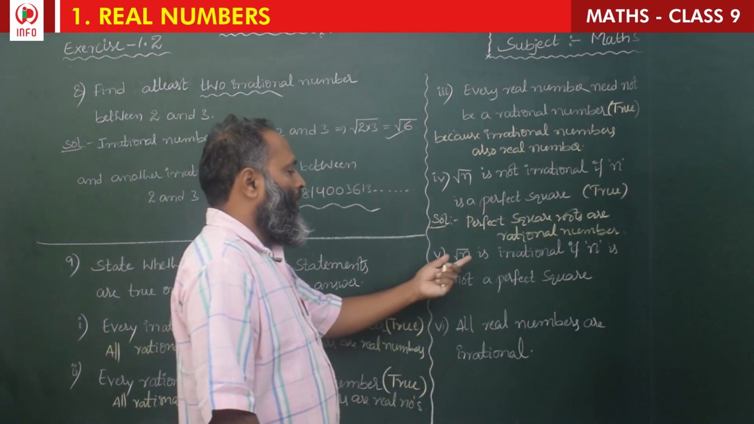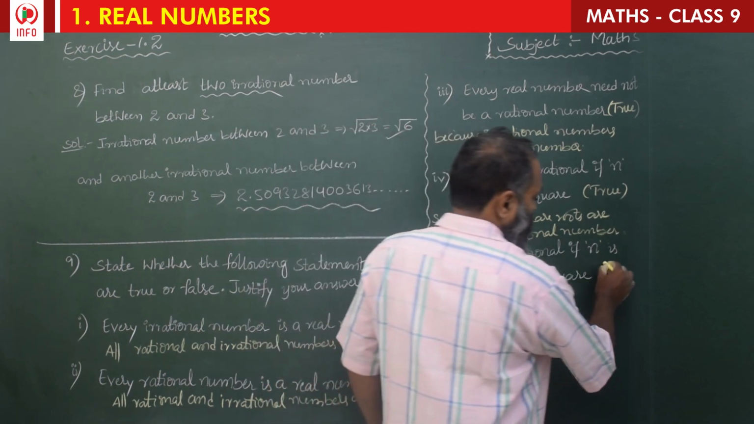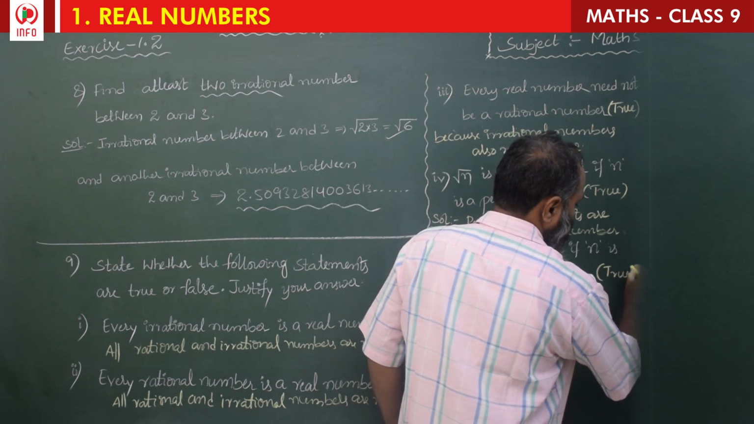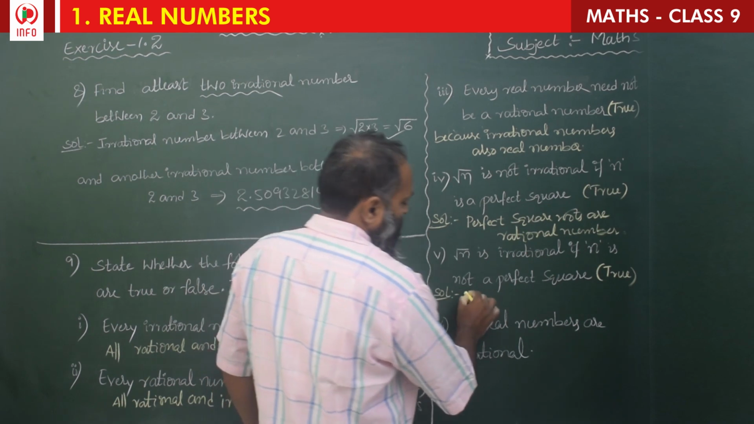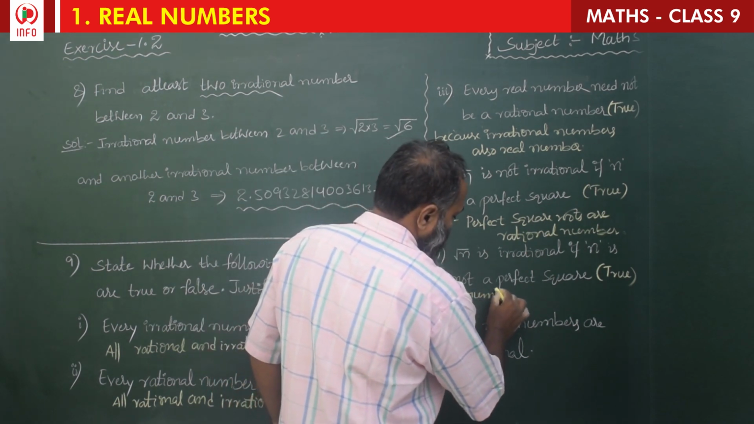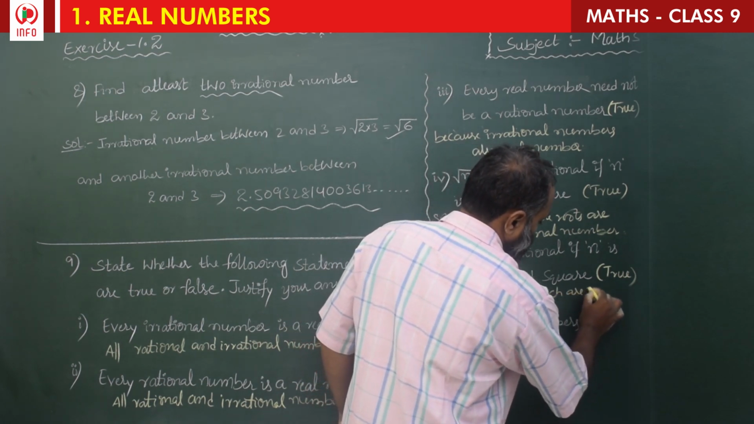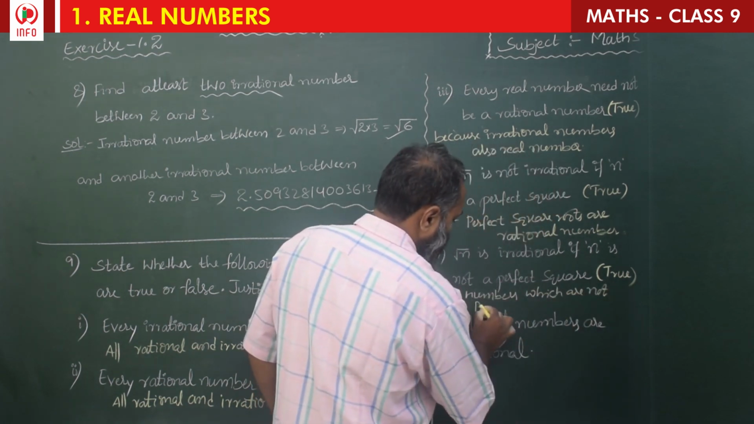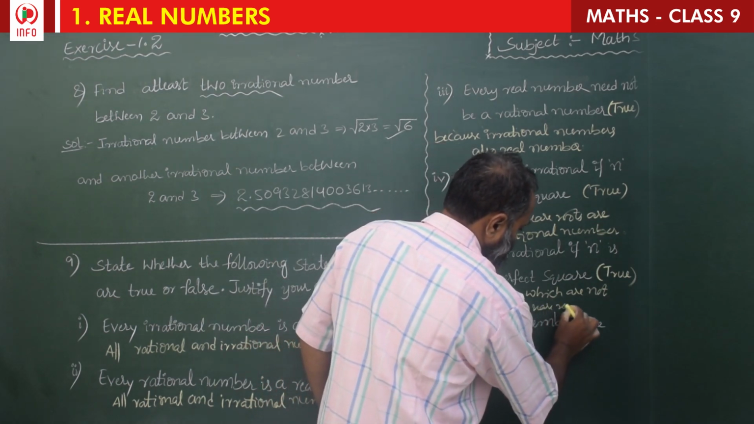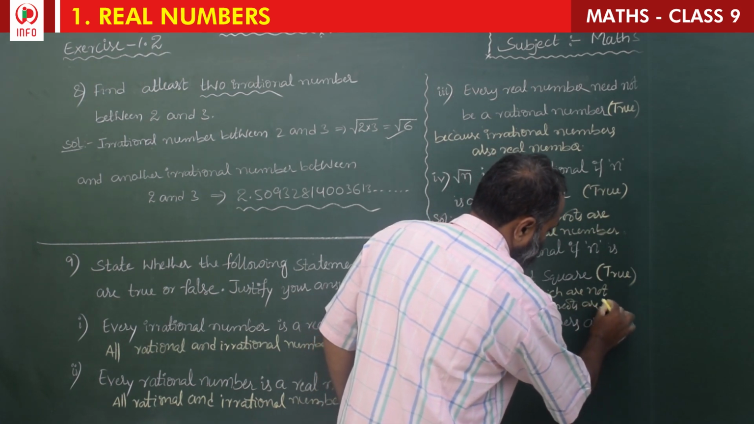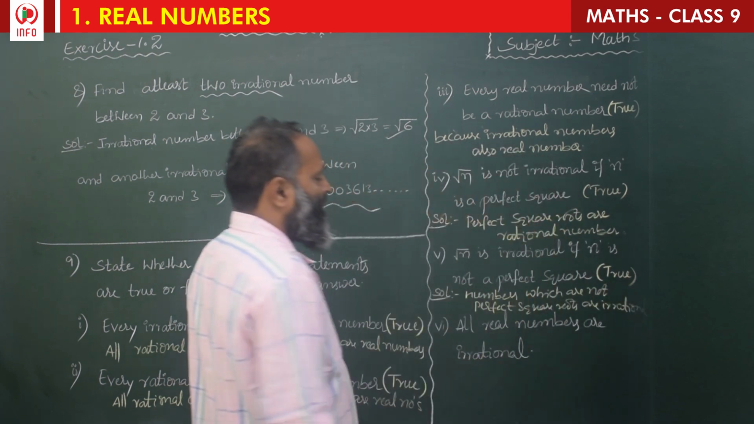The next one: root n is an irrational number if n is not a perfect square. Yes, this is also true. The numbers which are not perfect squares, their square roots are irrational. So that is why that is true.